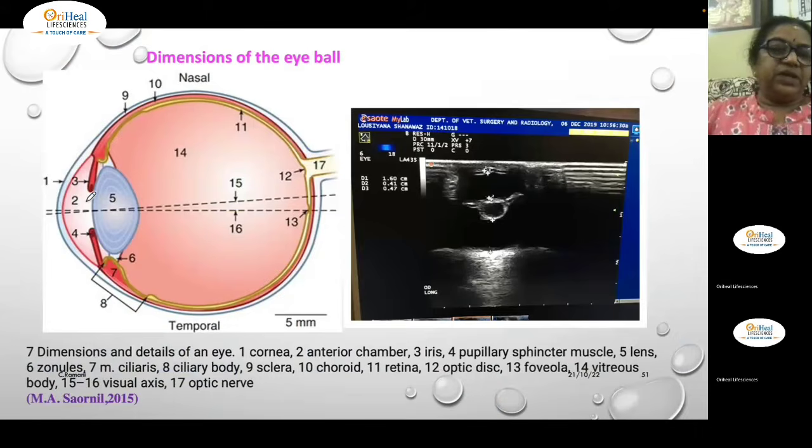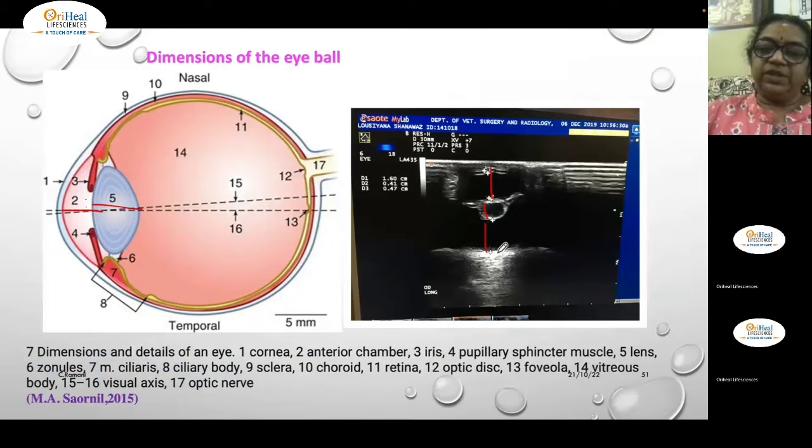Now, dimensions, I said, are very important. That is, the corneal thickness is very important, which is measured with the help of a pachymetry. Then this is the anterior chamber. Then this is the lens thickness. So when you do an ultrasound, for example, here you can see this is the cornea, this is the anterior chamber, then this is the lens thickness, and this is the vitreous.